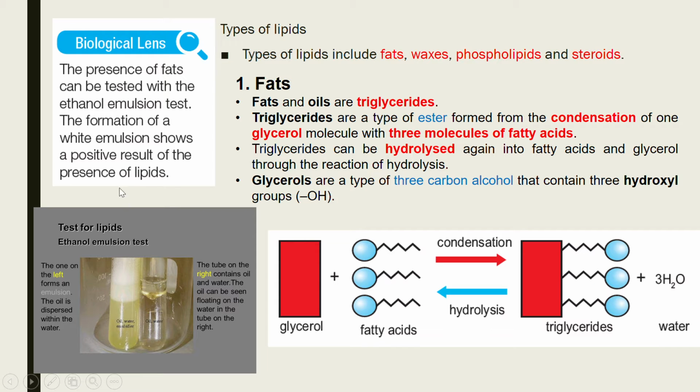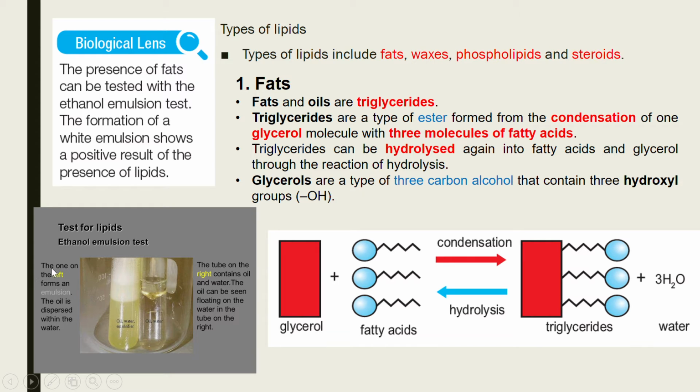So this is the test for lipids. The presence of fats can be tested with the ethanol emulsion test. Ethanol is added, and the formation of a white emulsion shows a positive result for the presence of lipids.